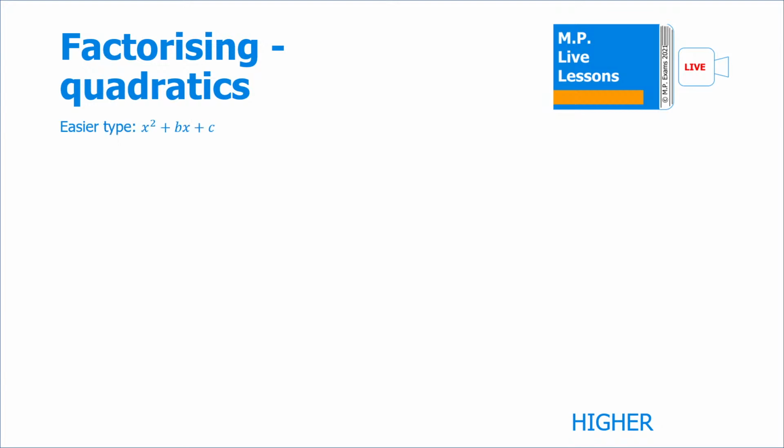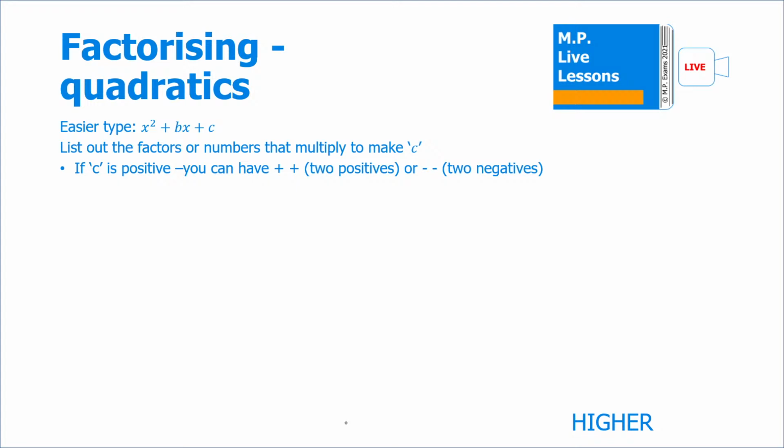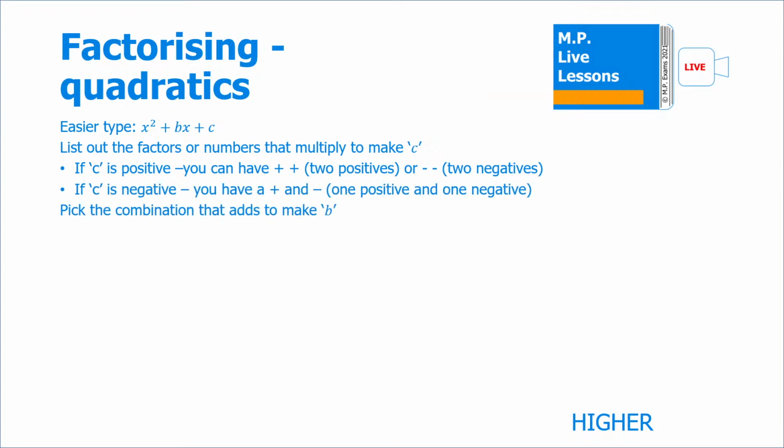Now for higher tier, you'll need to know how to factorize quadratics. So the main method you'll be taught is to list out the factors or numbers that multiply to make C, and then find the combination that adds to make B. For example, x squared plus 10x plus 24. Eventually you'll find that the two factors, positive 6 and positive 4, multiply to get positive 24 and add to get positive 10. So our two brackets are x plus 6 and x plus 4.